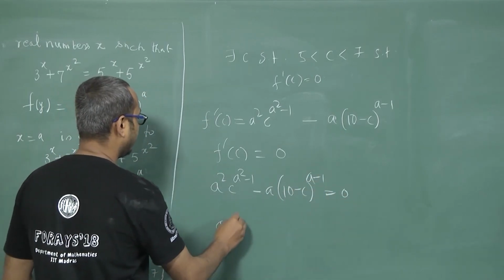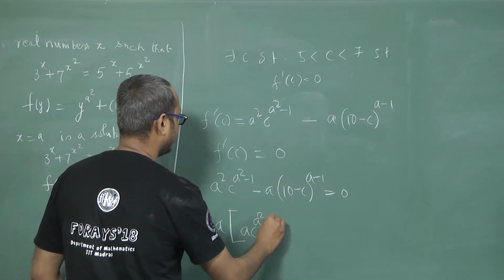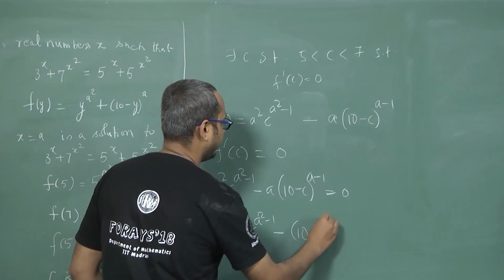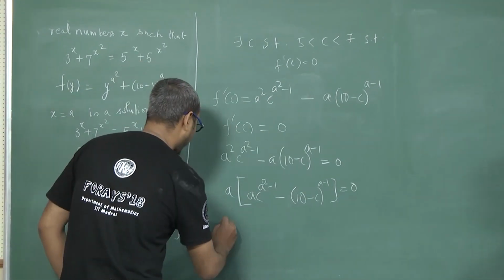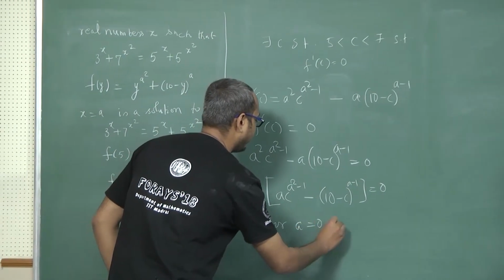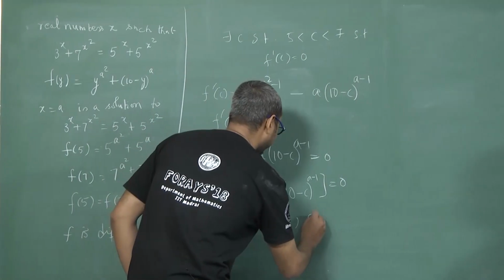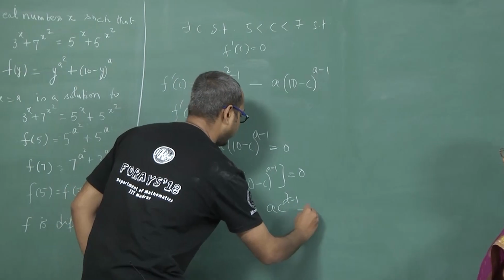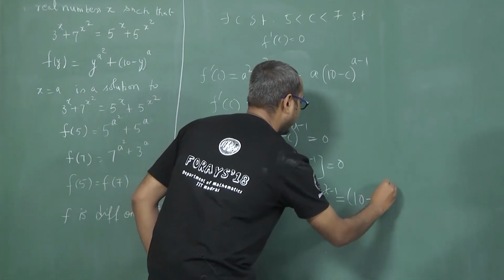So I can take a common, then it will be a times a c power a squared minus 1 minus 10 minus c power a minus 1. That should be 0. So what does this tell us? Either a is 0, which we got earlier, a is 0 is a trivial solution, or a c power a squared minus 1 should be equal to 10 minus c power a minus 1.